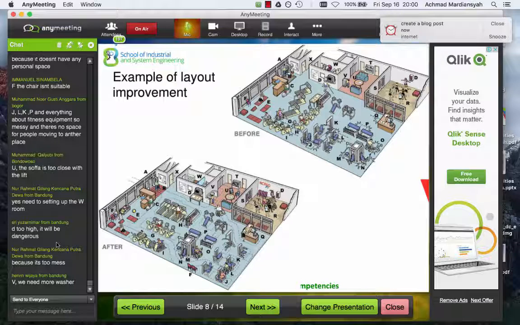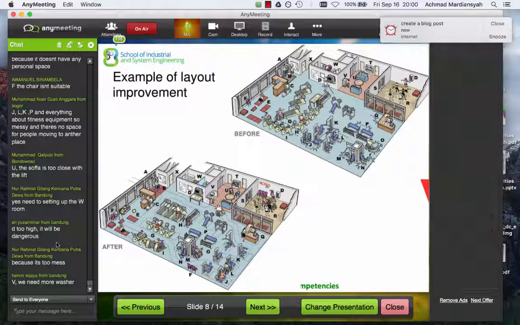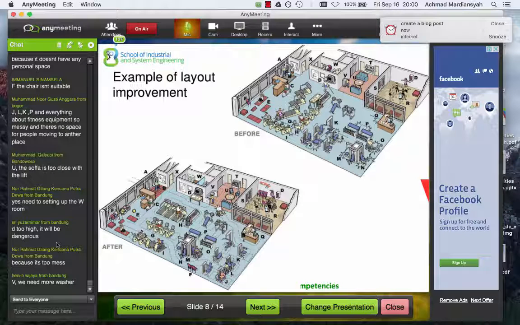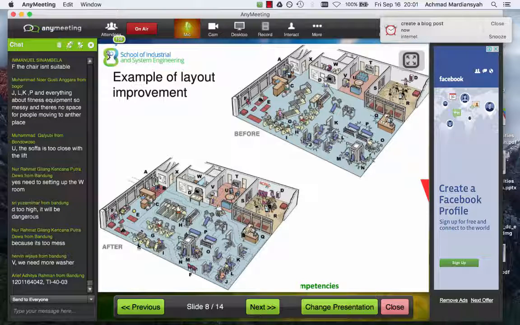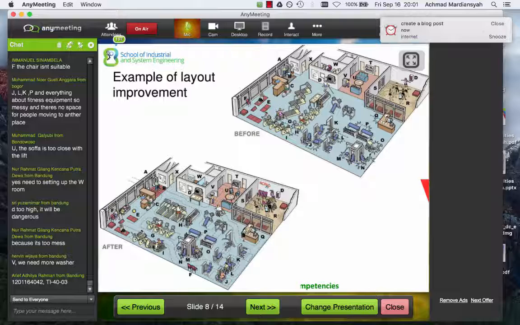So with this facility, this is a gym. In a gym we usually group the equipment with the same functions. After the layout we have H for treadmill, for walking here. So we have cycling here, G. We also have I, cycling.